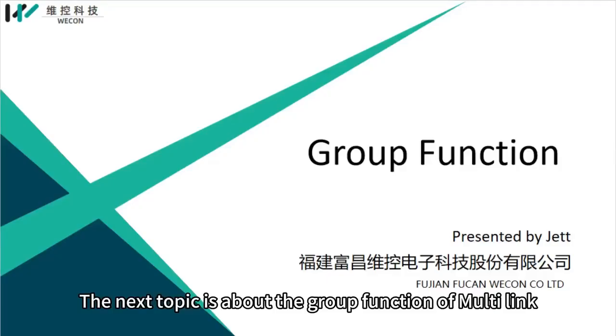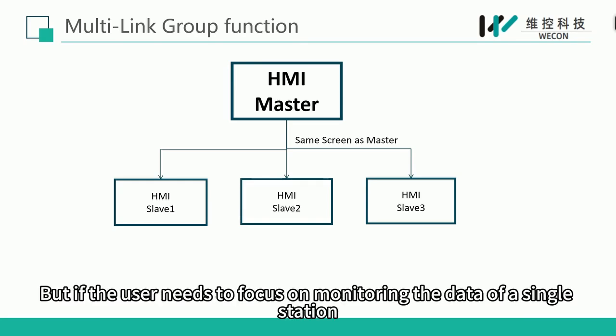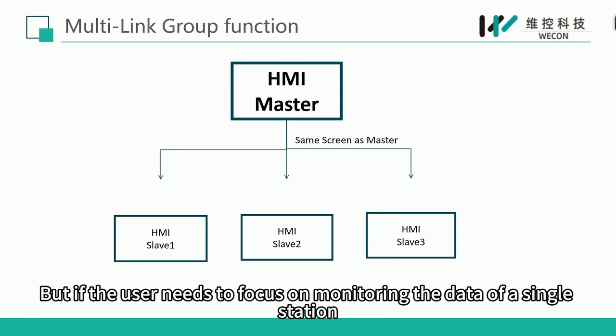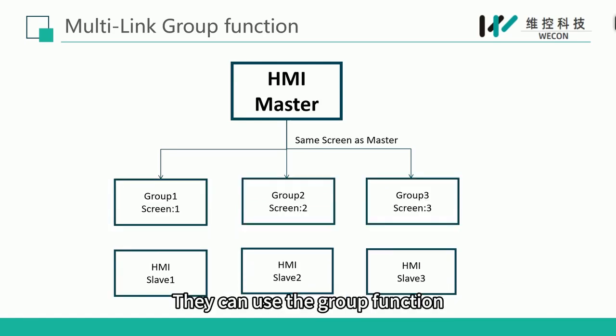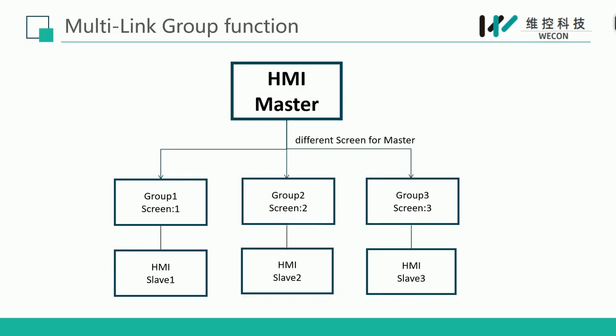The next topic is about the group function of multi-link. In a normal multi-link setup, all slaves and the master share the same screen, but if the user needs to focus on monitoring the data of a single station, they can use the group function. This allows the user to view different screens of the master on different slaves.